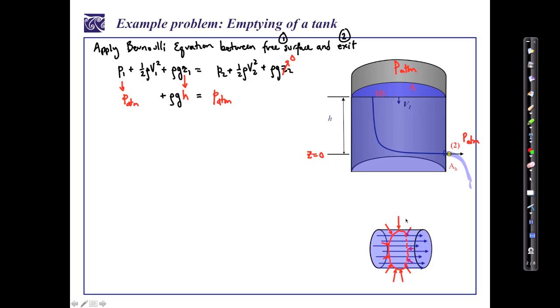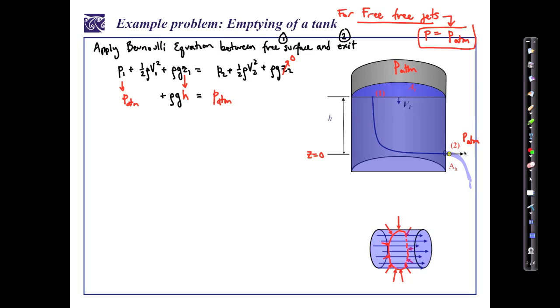Let me just put it up here because it's important and useful. For free jets, we have that P is equal to the local atmospheric pressure. And it turns out that's generally true also if we have gas jets exiting into a gas atmosphere, liquid jets exiting into a gas atmosphere, or liquid jets exiting into a liquid atmosphere. That's generally a pretty good assumption.